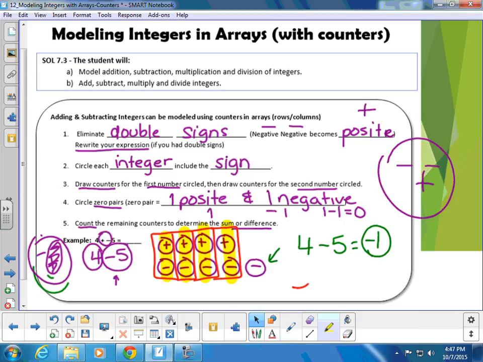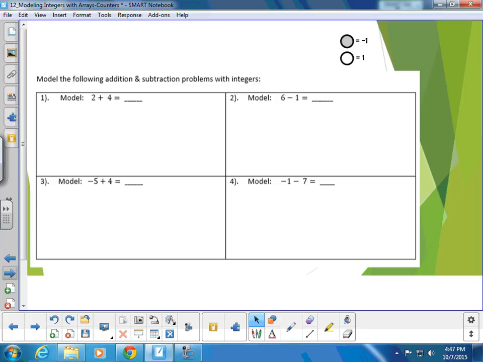So that's how we are using array models and why we are using them. So let's look at some examples. Always, this is not on your notes, but go ahead and add it. You want to have a key, and your key could be that these are positive and negative with plus signs and minus signs inside of them, or you can color one of them in.